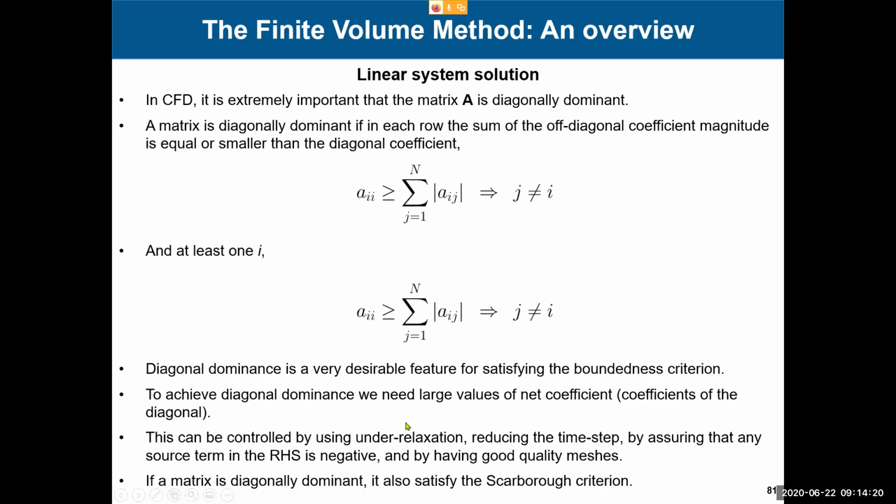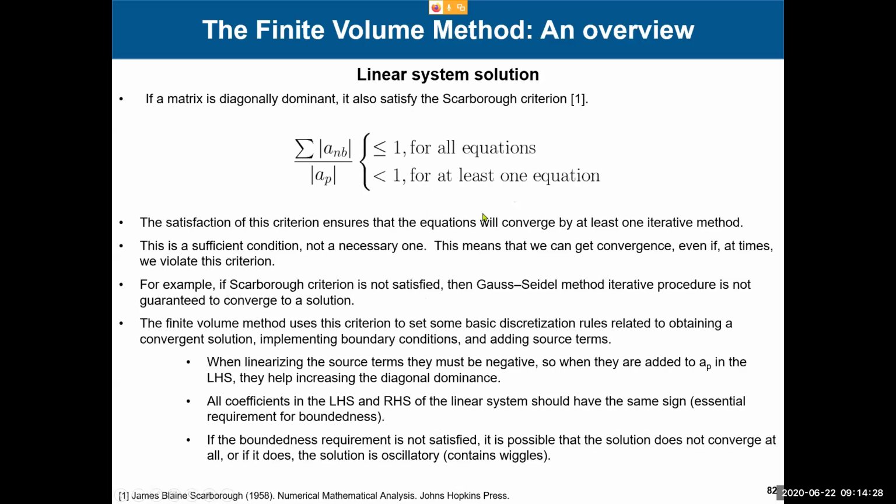Okay, and also you can play around and you can add sorters to modify the dominance of the diagonal. So here you have a few guidelines, the reference. What is important about this Scarborough criterion is that it is also used to implement boundary conditions and sorters, okay? We'll give you some discretization rules that you have here. So then you assemble everything, this equation for every single node, okay?